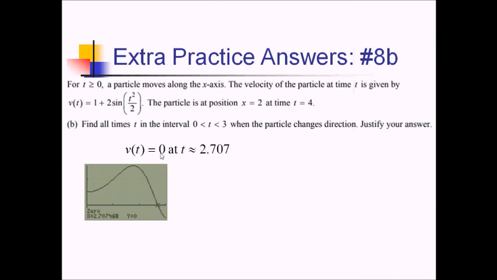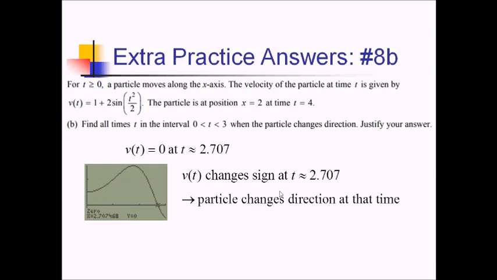Now this by itself is not enough. You have to show that velocity changes sign at t equals 2.707. The sign change is really the most significant part of this. Because we change sign for velocity, that means that our particle changes direction at that time.